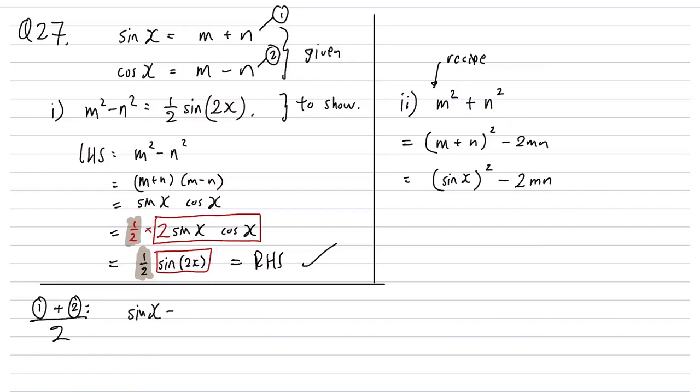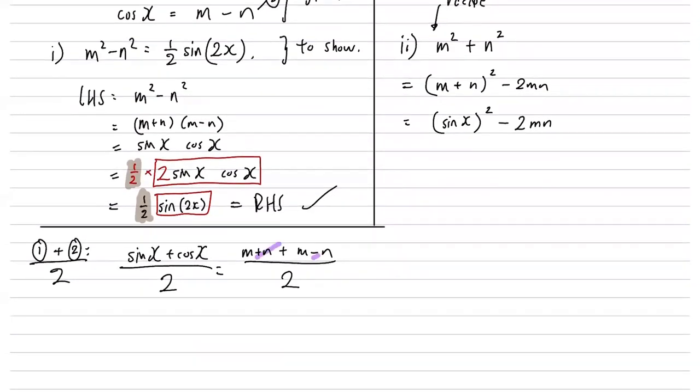So sine x plus cosine x, then whole thing divided by 2 equals m plus n plus m minus n, divided by 2. Sorry for the handwriting. Anything to cancel? Yes, the plus n minus n cancels away. You're left with 2m divided by 2, which is just m. Doesn't this remind you of the product to sum formula procedure that I just talked about? Hopefully it does.